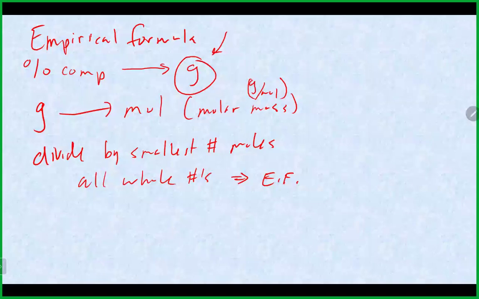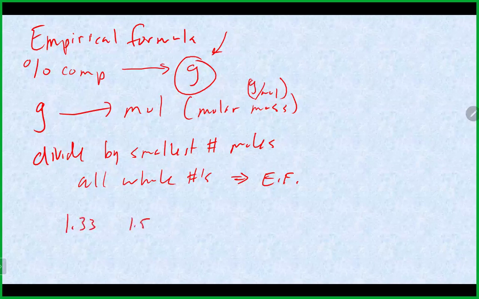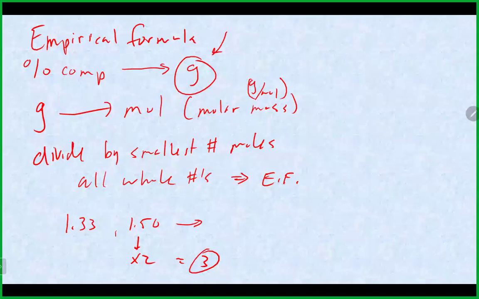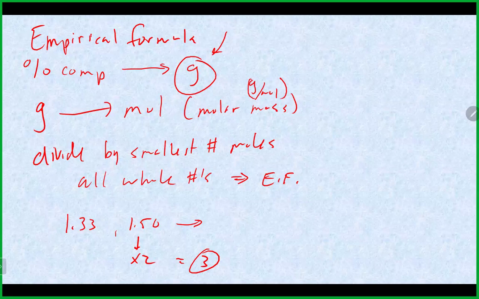Now, if you divide by the smallest number and you do not hit all whole numbers, remember there are some numbers, for example, like 1.33, 1.5, etc. These are too far to round, so we have to find a factor to multiply those numbers by that will turn them into whole numbers. For example, here we would multiply everybody by 2, and that would give us a 3 for that particular one and so forth. So you really shouldn't round too much when you're doing empirical formulas unless it's really, really close to the whole number, either below it or above it. Any questions on that?